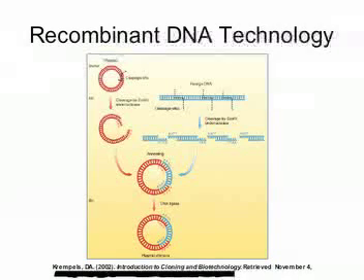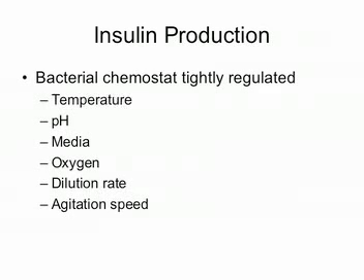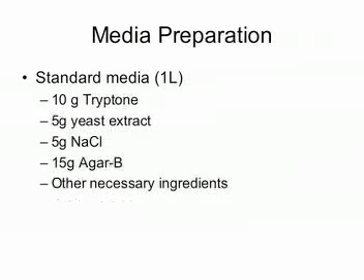These insulin-producing E. coli replicate to form additional E. coli bacteria and are able to produce human insulin that can be isolated and used for the treatment of diabetes. In order for the bacteria to grow and replicate, the chemostat conditions must be maintained and tightly regulated. These conditions include the temperature, pH, the media formulation, the oxygen content, dilution rate, and agitation speed.